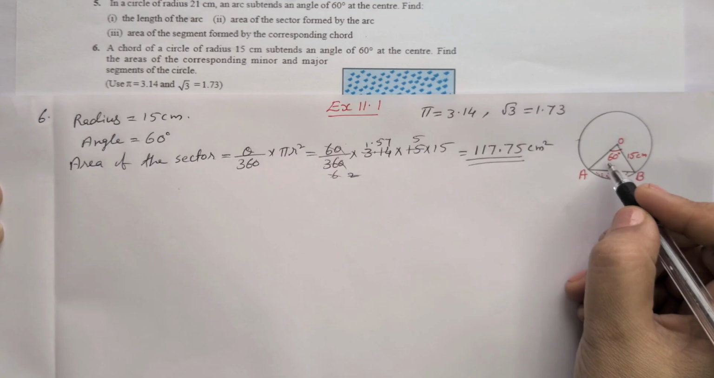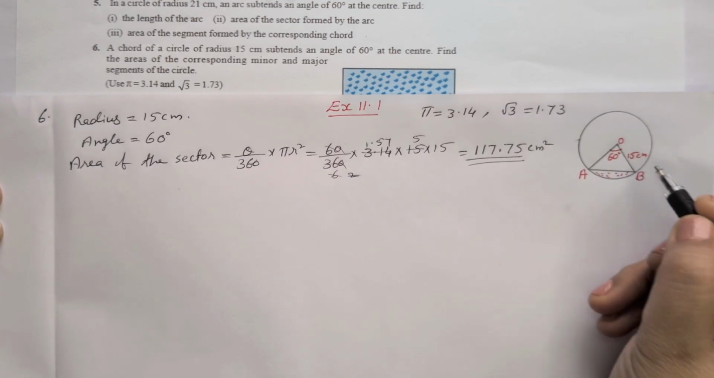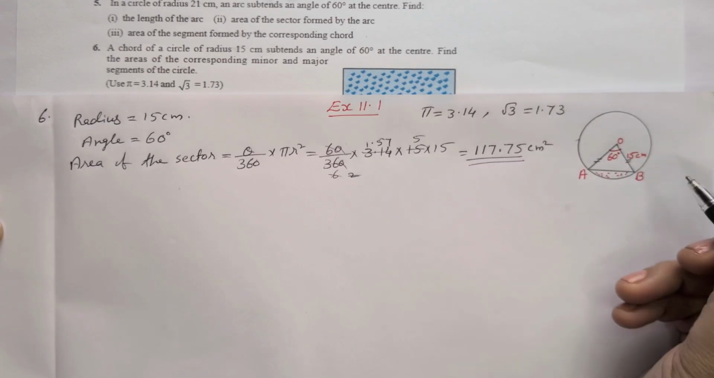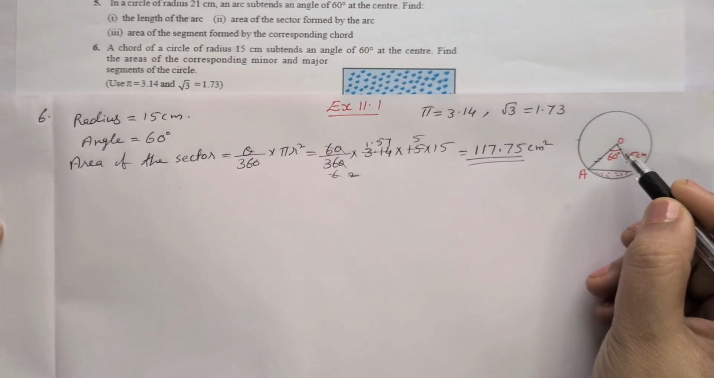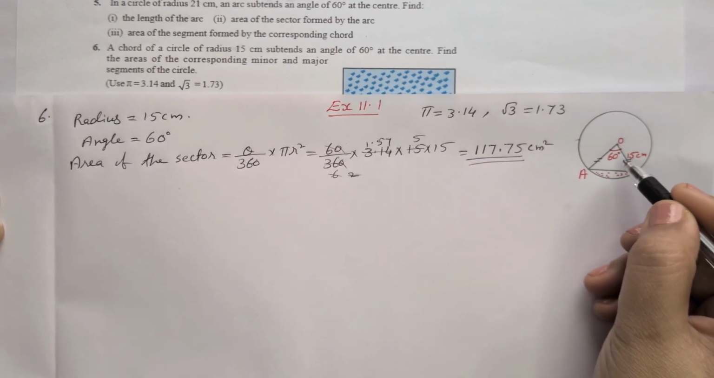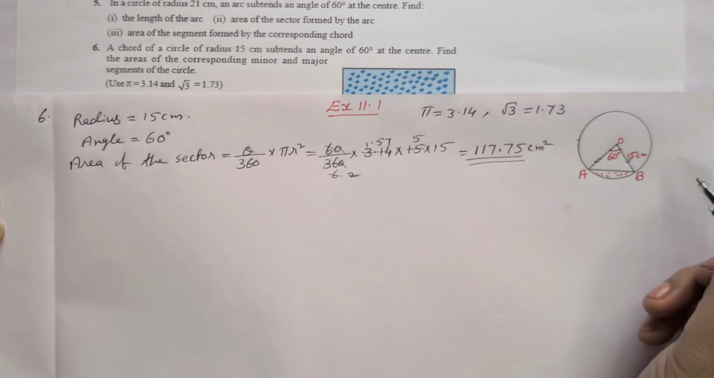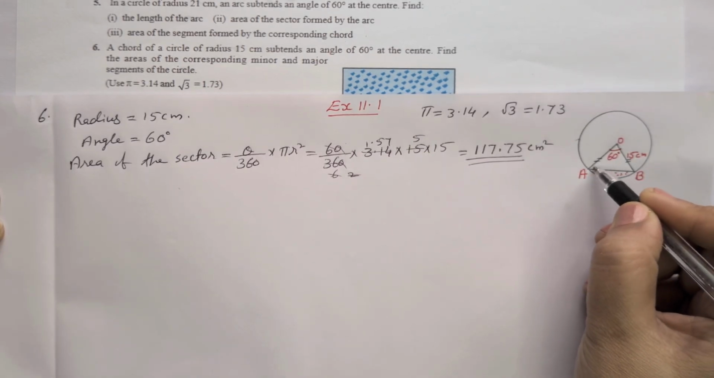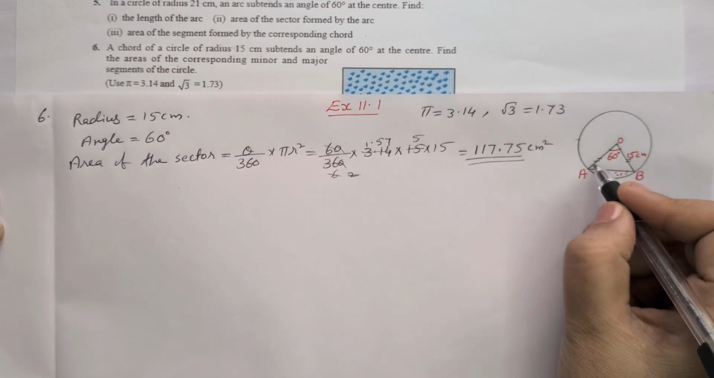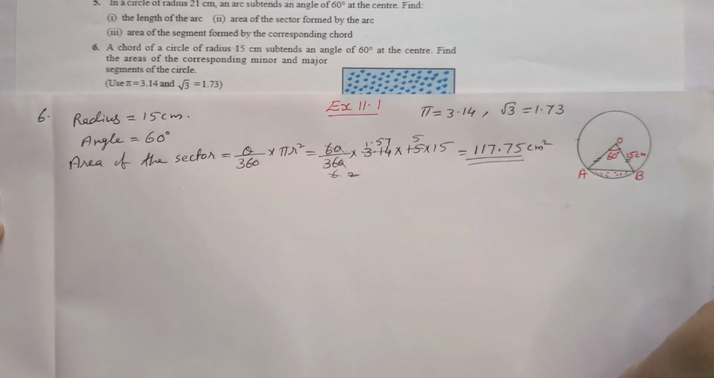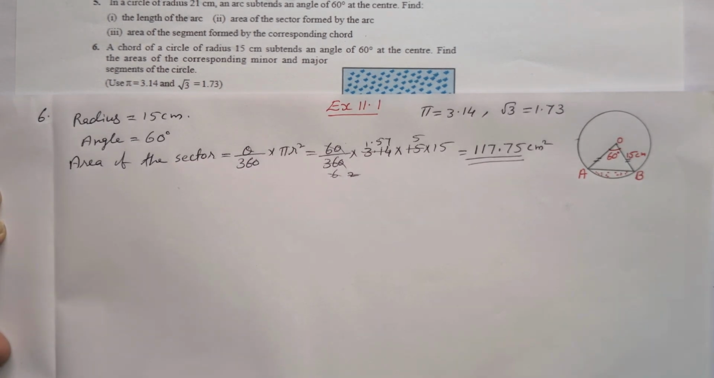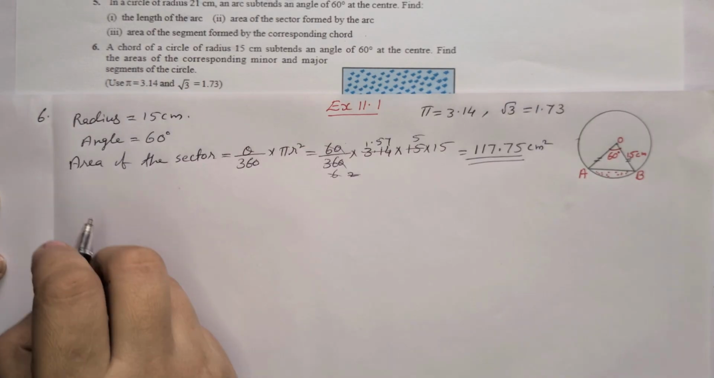Now we have to calculate the area of the triangle. This also we know that these two sides are equal, radius 15. And by the angle sum property of the triangle, that is 180, 180 minus 60, 120. 120 when we are dividing by 2, we will get each angle as 60 degree. So all three angles are 60 degree, which means equilateral triangle. Area of the equilateral triangle, that is root 3 by 4 a square.